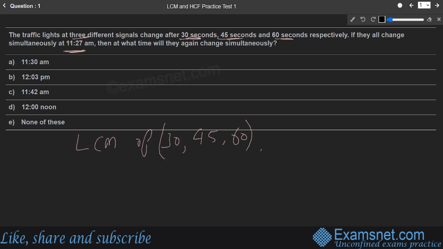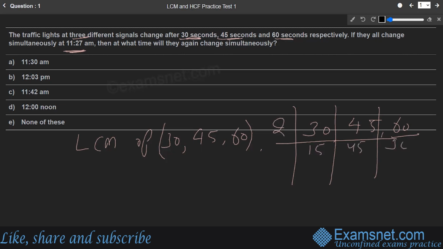There is a simple method available for finding the LCM. We can write all the numbers like that. This is the basic method of doing the LCM that is taught in very early classes. So let us divide the numbers. We can divide some numbers by 2. If we do that, this is going to be 15, this is 45, this is 30. We can again divide by 2. So it is 15 again, this is 45, and this is 15.